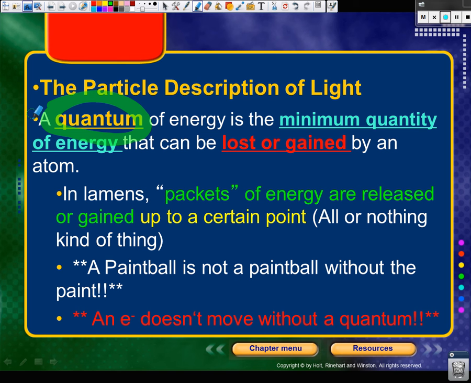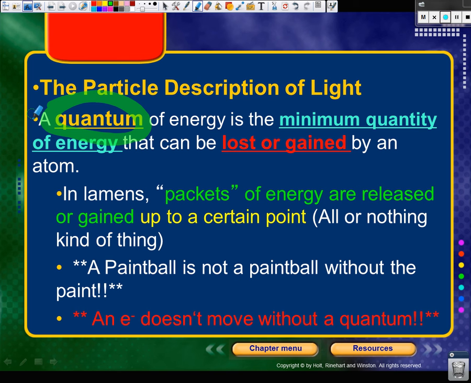But here's the important part. Can you have half of a paintball? Can you shoot half a paintball? No. You can't shoot half a paintball unless it breaks. We're not talking about that. My objective for you to understand here is, can you gain or lose half of an electron? You can't shoot half of a paintball. So can you gain or lose half of a quantum? You gain it or you lose it. There is no in between.